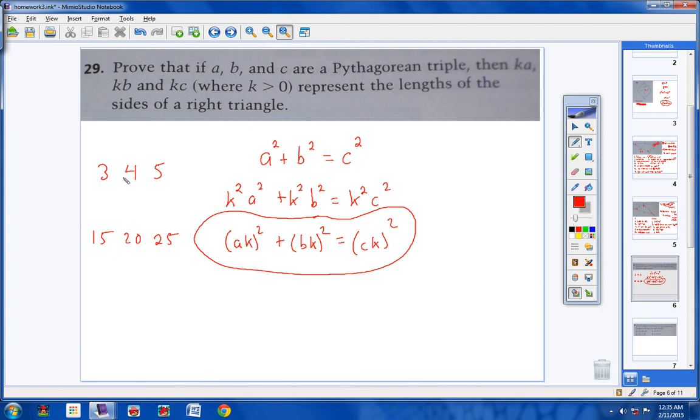If I multiply all these by 10, you are guaranteed that 30, 40, and 50 is a Pythagorean triple. So you can take a Pythagorean triple and multiply it by anything, as long as you multiply it to everything, and you will get out another Pythagorean triple. And that's what they're trying to show you here by this proof right here.